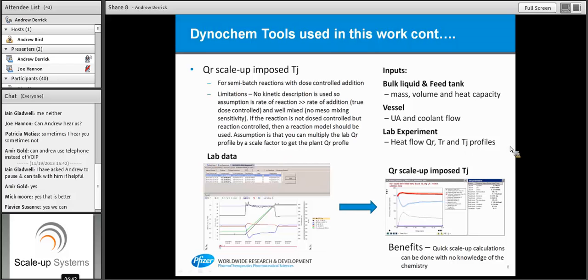So you need a few more inputs for this model. You need the bulk liquid and the feed tank mass, volume, and heat capacity. You need the UA and coolant flow, and you can have that from the Estimate tool or from the Fit tool. And then you need the lab heat flow, QR, and TR and TJ profiles. I've shown here a real example from an RC1 calorimeter where the heat flow data is being measured and then transposed into the QR scale-up model itself. The benefit of using this tool is it's really quick to do scale-up calculations, and you really don't need any knowledge of the actual chemistry going on.